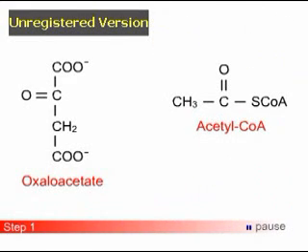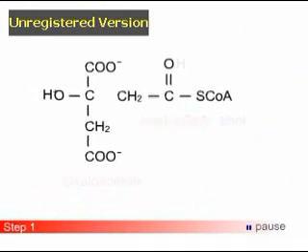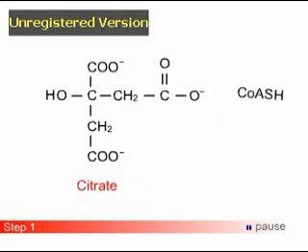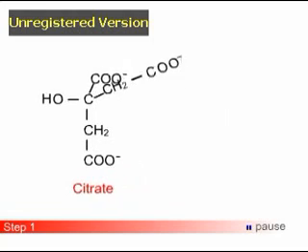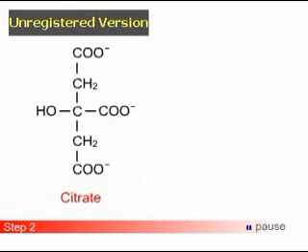Citrate synthase catalyzes the condensation of acetyl-CoA and oxaloacetate to form citryl-CoA, which is then hydrolyzed to citrate and CoA. Aconitase catalyzes the dehydration of citrate to form the intermediate cis-aconitate, followed by the hydration of cis-aconitate to form isocitrate.